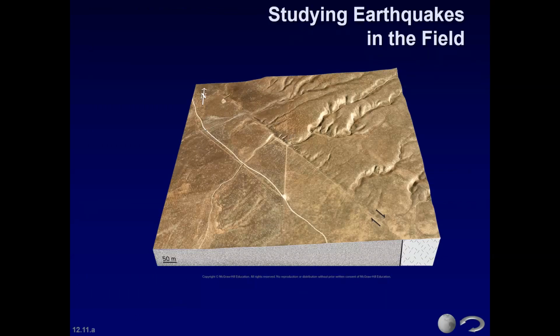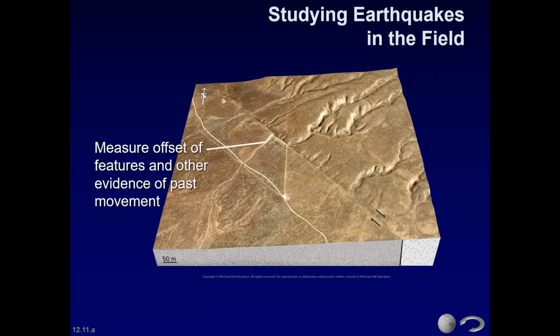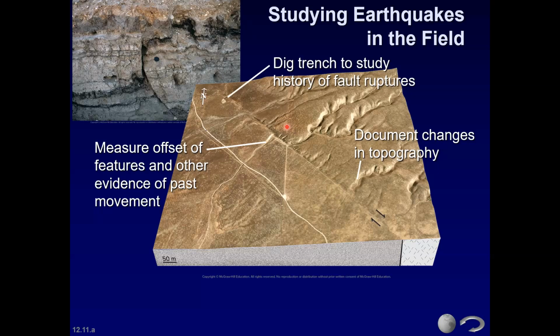All right. So, how do geologists study earthquakes in the field? Well, after an earthquake's happened, a geologist can measure the offset of features such as faults, fault scarps, see how the distance has changed between different sides, to look at evidence of past movement. They can also document changes in topography through surveying. They could also dig a trench to study the history of fault ruptures and maybe look at something like this.